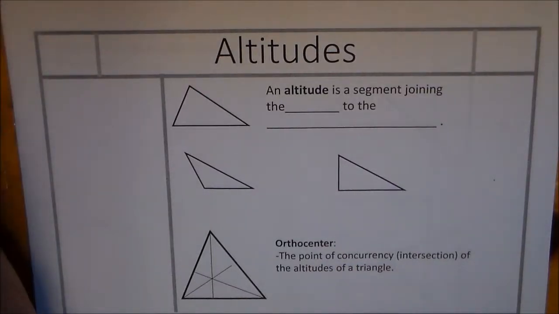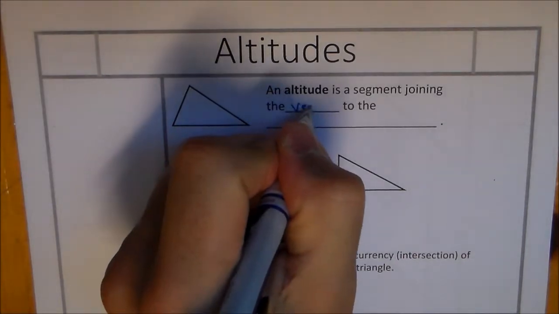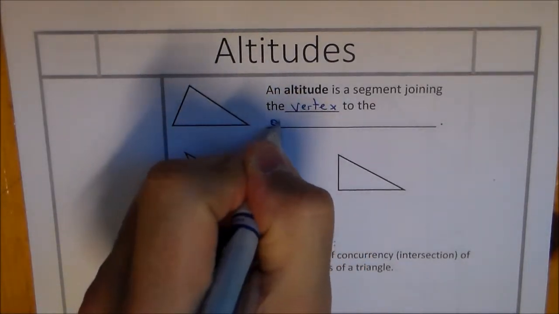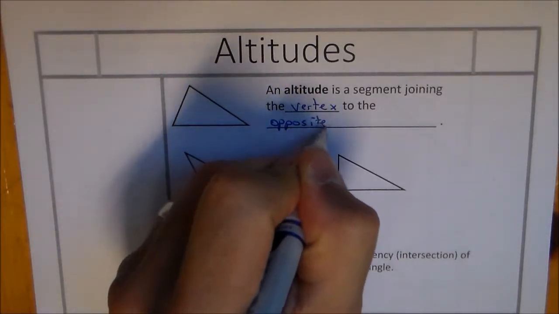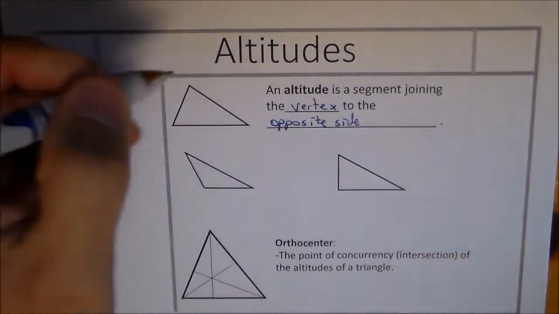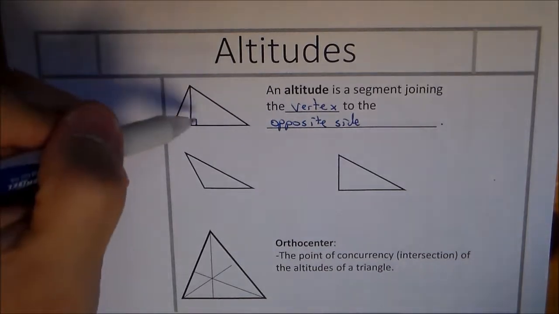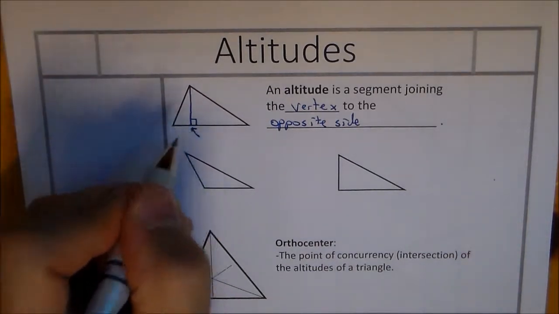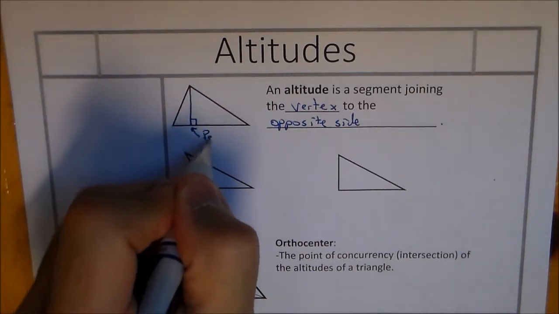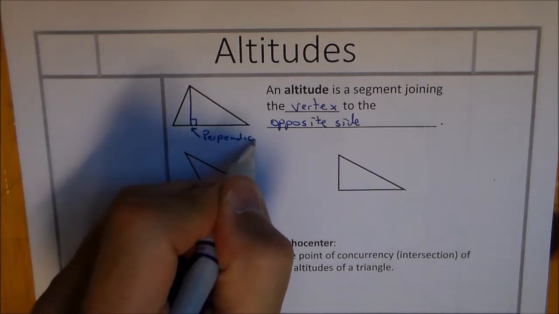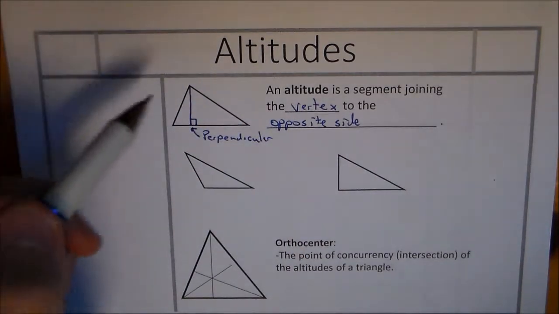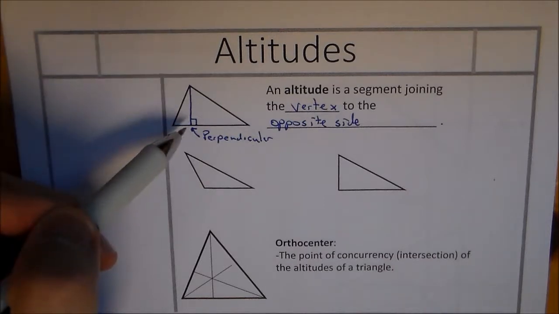When we look at altitude in a triangle, the altitude is a segment joining the vertex to the opposite side. Now this is not like a perpendicular bisector where it's necessarily at the midpoint. It just means that we have a line coming down from the vertex to the side that is perpendicular. There's nothing about midpoint, there's no angles that are bisected, we've just drawn that line.